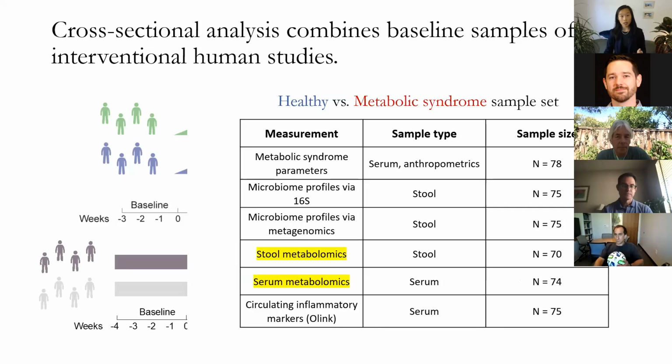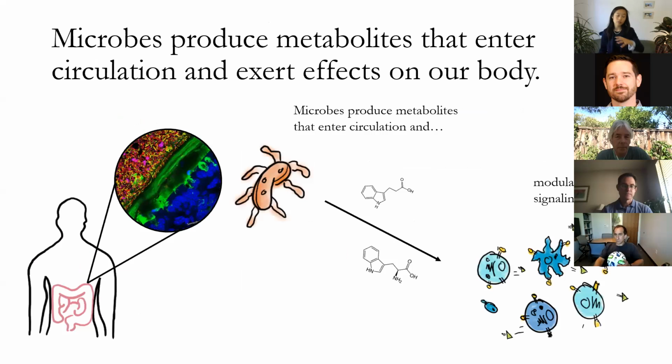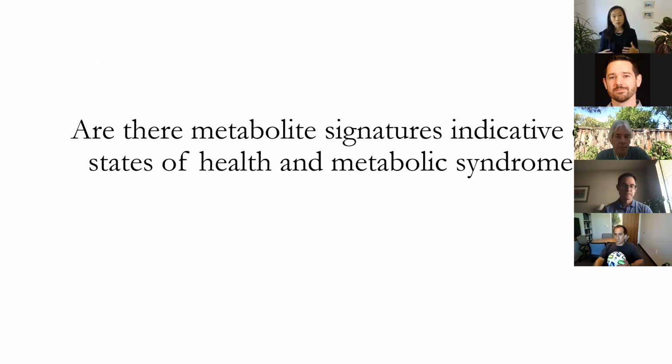Today, I'll be talking about the metabolomics profiles of these healthy versus disease cohorts. The reason I'm focusing on this today is that if you remember at the beginning of my presentation, I said that microbes produce metabolites that enter circulation and are able to exert effects on our bodies. So these small molecules are extremely important in modulating inflammatory signaling, and I'm curious how they differentiate between healthy and disease. Put another way, are there metabolite signatures indicative of states of health and metabolic syndrome?